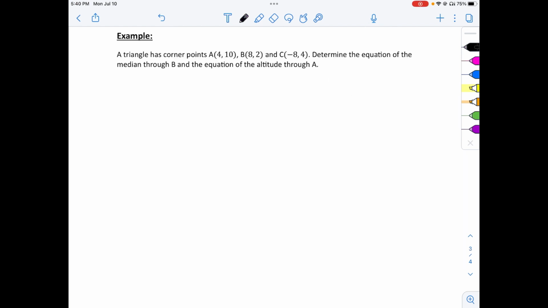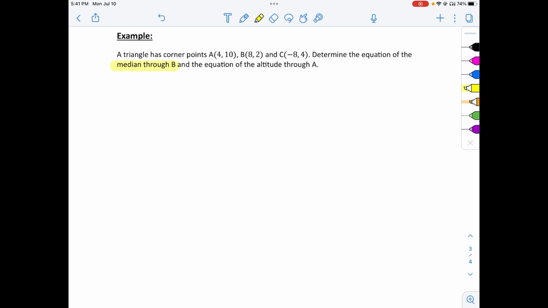Let's take a look at an example using some actual numbers so you can see what this looks like. I am given the corner points of a triangle, points A, B, C, and I want to determine the equation of both the median and the altitude. I'm given the vertices that I am referencing for each of these. First I'm going to start with the median, the median through B.